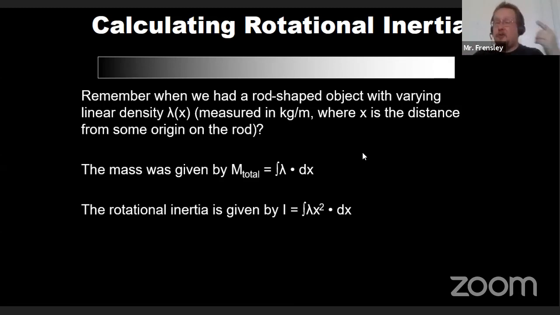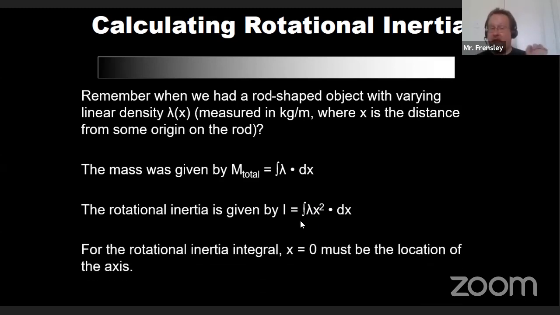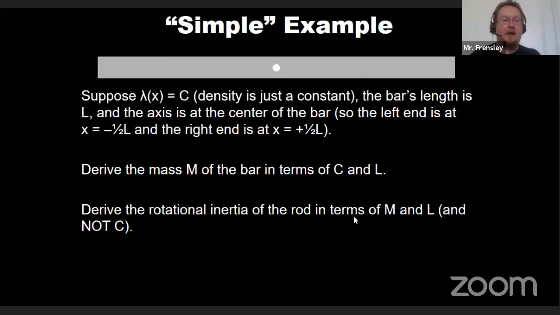Here's the rotational inertia. Do you remember how I said it was mass times radius squared? Well, mass is the lambda dx, and the radius squared is the x squared. So I is the integral of lambda dx times x squared. But here's the kicker. x equals 0 has to be the location of the axis. That is not required for the total mass integral. For the total mass integral, you can put x equals 0 wherever you want on that bar and you'll get the same number. But for the rotational inertia, x equals 0 has to be the location of your axis. If you move x equals 0 to a different place, you'll get a different rotational inertia because rotational inertia depends on your axis.